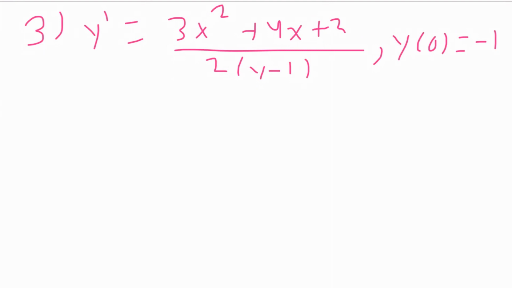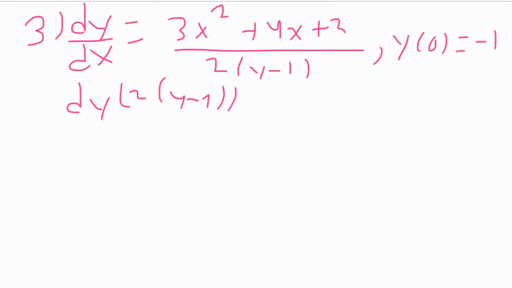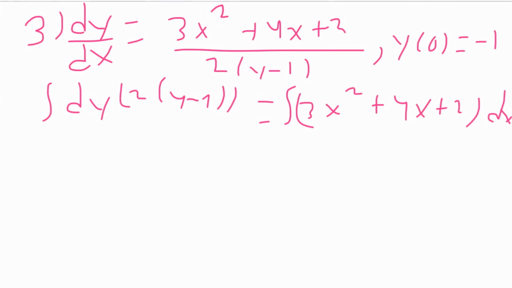Alright, so number 3 is solve the initial value problem. And we're given y prime, but we could rewrite it as dy/dx. And now we can separate them. So dy times (2y minus 1) is equal to (3x squared plus 4x plus 2) dx. And now we want to integrate both sides.